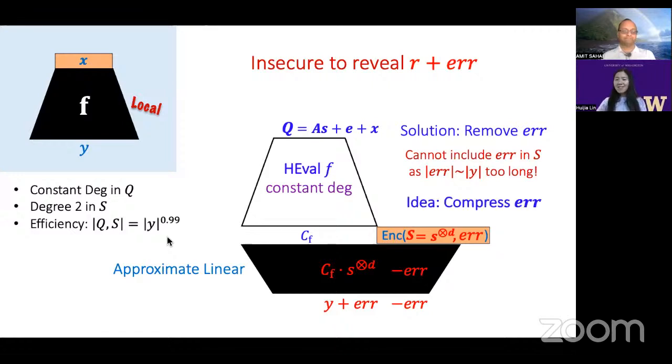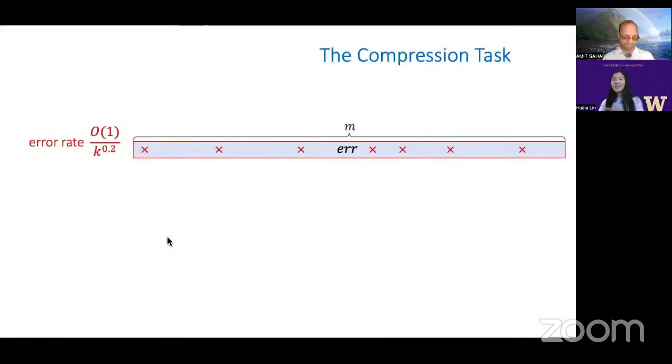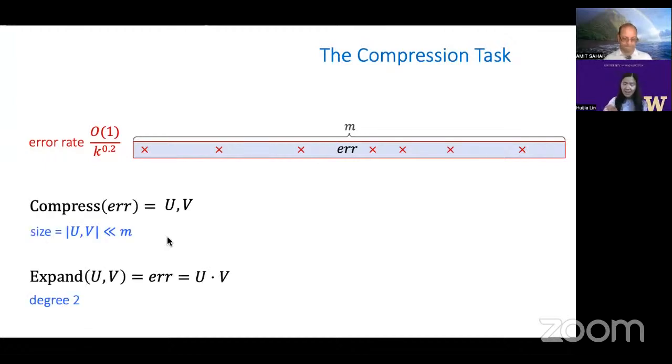In order to overcome this, our idea is that the error vector is actually very sparse, so maybe there's a way that we can compress its size to be much smaller. And this brings us to an algorithmic task, the compression task, where we want to design two algorithms, compress and expand. The compress algorithm, given as input a very sparse error vector of length m, will produce the compressed version u, v of length much shorter. And the expand algorithm, given the compressed version, recovers back the error vector with the constraint that it can only use simple degree 2 computation.